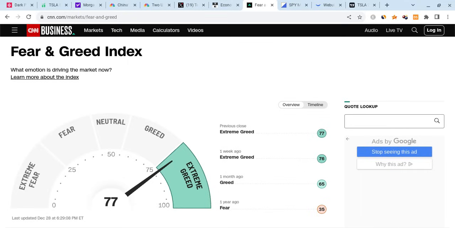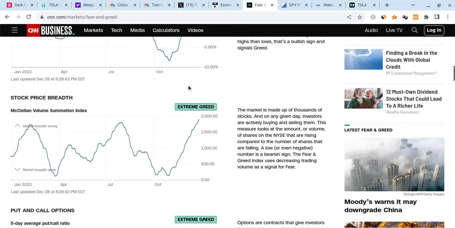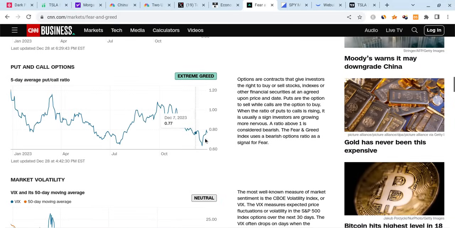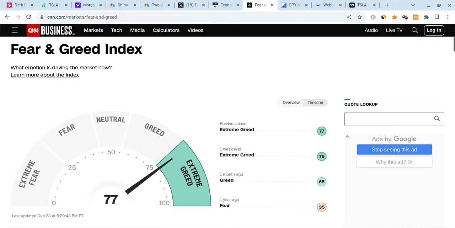But ultimately, I see a pullback in January, and I think that these indicators are suggesting this, looking at market momentum at extreme greed. It's been there for many weeks. And the same thing with the puts and call positioning. This is at extreme greed as well. And this is when sentiment tends to shift, when the tops tend to form.